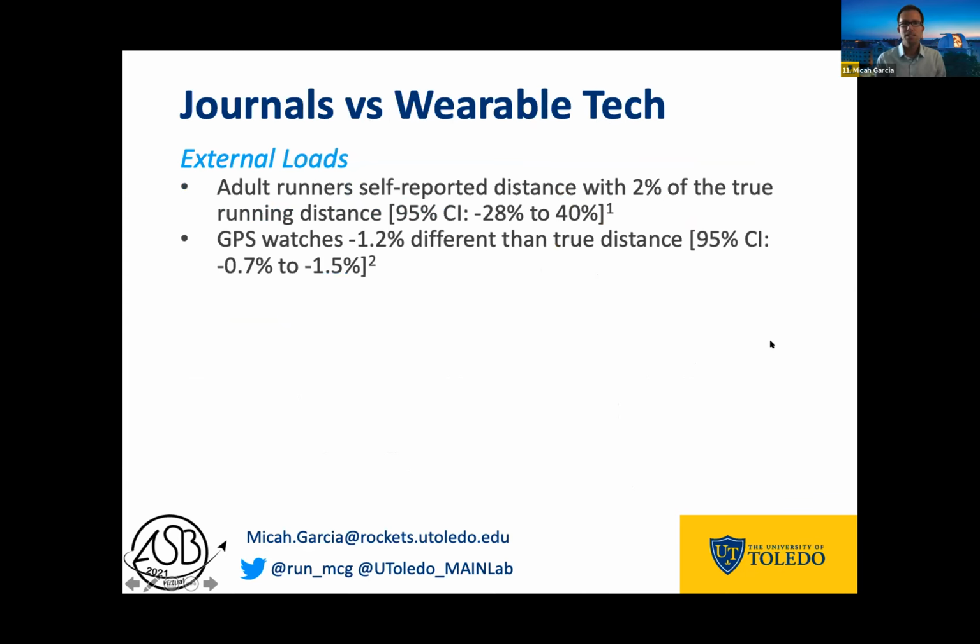So there have been some studies in adults that looked at how accurate they were in reporting their running distance, and they did a pretty good job overall. The average difference was about 2% compared to the true distance when they self-reported. However, there was a rather large range in the reporting accuracy, and it could have been anywhere between -28 to 40% different than the true distance. GPS watches, on the other hand, appear to be a little more accurate, as the average difference from the true distance was -1.2%, with a much more narrow confidence interval of between -0.7 to -1.5%.